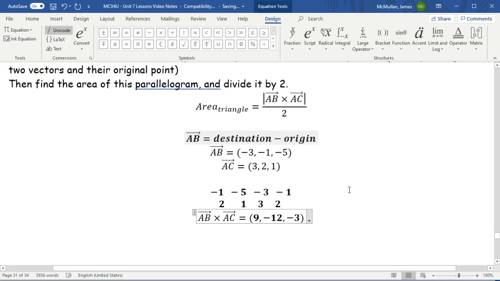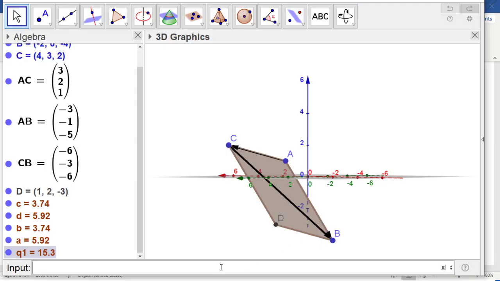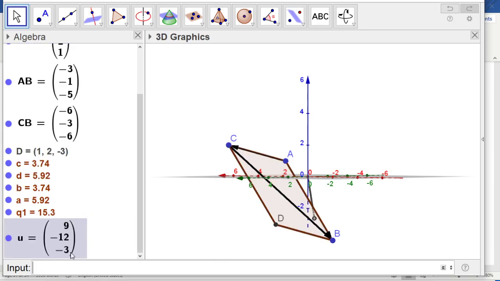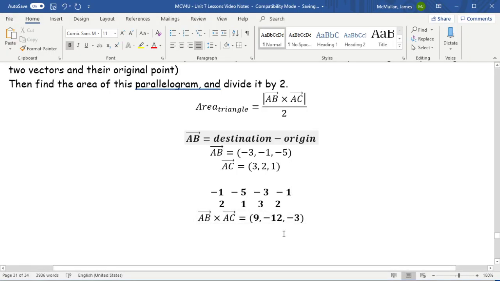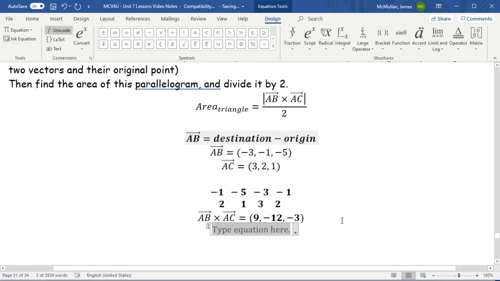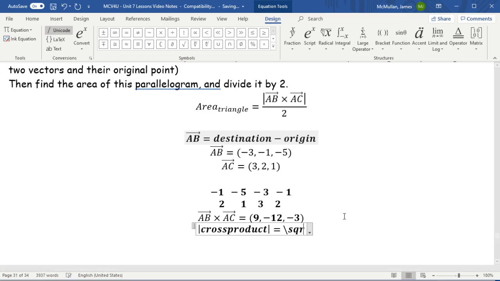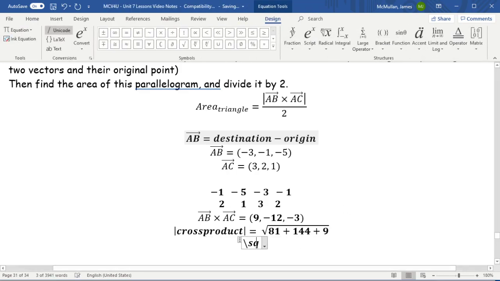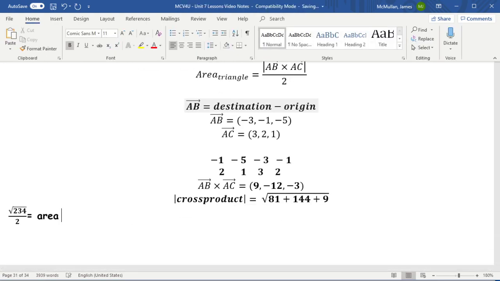Okay, again, as always, it's worth it to just check this. Let's go cross AB, AC. And we get 9, -12, -3, which is what I said it should be. We'll take the magnitude of this. So the magnitude of the cross product is just equal to the square root of 81 plus 144 plus 9, which is the square root of 234. And we divide it by 2. And that's going to be the area of the triangle.